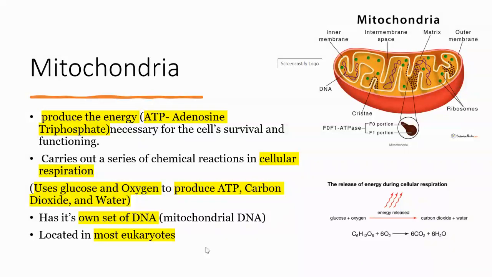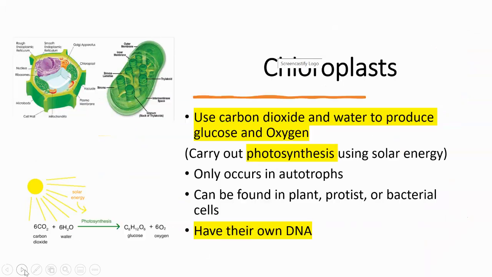A series of chemical reactions called cellular respiration create the energy. And in cellular respiration, we need glucose and oxygen. Those are required to produce ATP, that form of energy, carbon dioxide, and water. Now, the mitochondria is also really cool because it has its own set of DNA called mitochondrial DNA, and it is located in most eukaryotic cells.